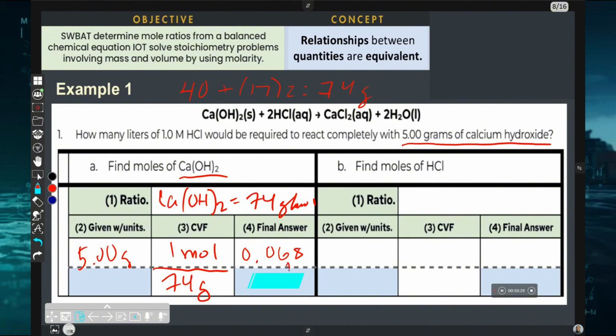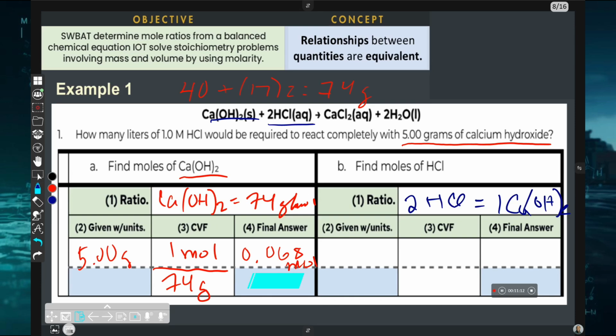All right, moles. But now we need to convert the moles of calcium hydroxide to that of hydrochloric acid. So we need the molar ratio of 2 HCl is equal to 1 calcium hydroxide. I know I circled the wrong thing up top. Let's go ahead and get rid of that. Okay, calcium hydroxide and hydrochloric acid.